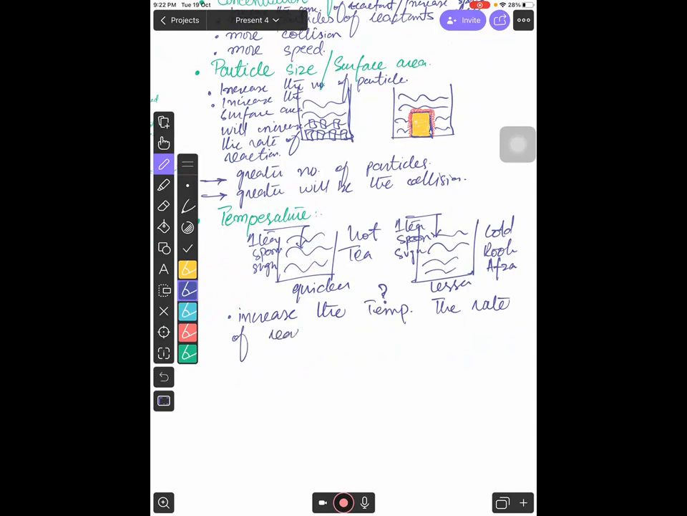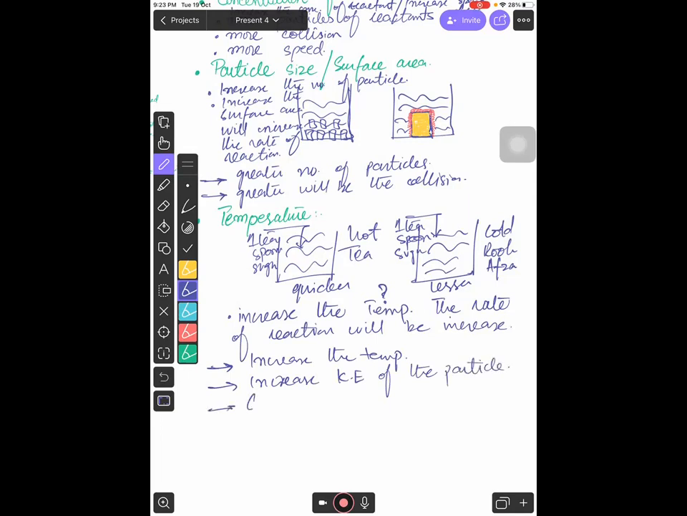Rate of reaction will be increased, right? And why? What is the reason behind this? Increase the temperature, we all know that will increase the kinetic energy of the particles, right? So the chances of collision increase, so definitely the rate of reaction increases.